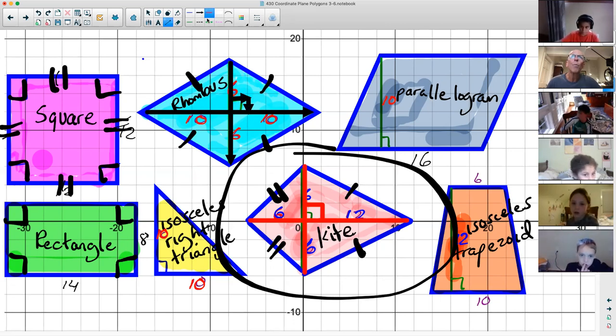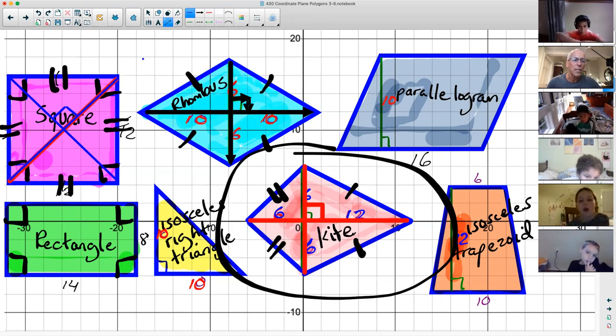Now, but what about a square? Does a square do the same thing? Yes, it has to, because all squares are what? All squares are rhombuses. So you guys made some amazing observations today.